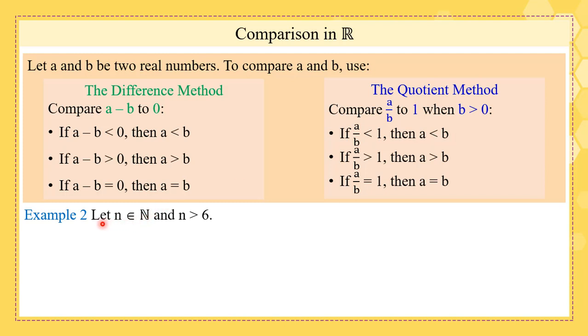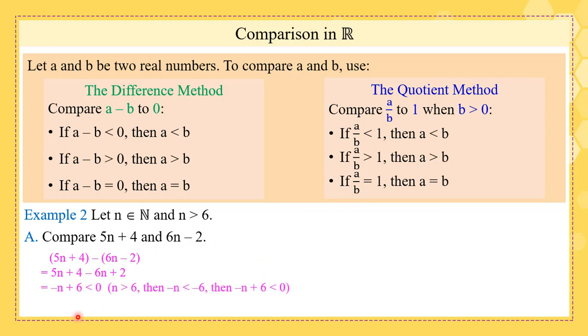Well, let's see. N is a natural number and N is greater than 6. The question is to compare 5N plus 4 and 6N minus 2. If we subtract using the difference method, we get minus N plus 6. Now, if N is greater than 6, so N minus 6 is positive, or minus N plus 6 is negative. We can automatically say that 5N plus 4 is smaller than 6N minus 2.